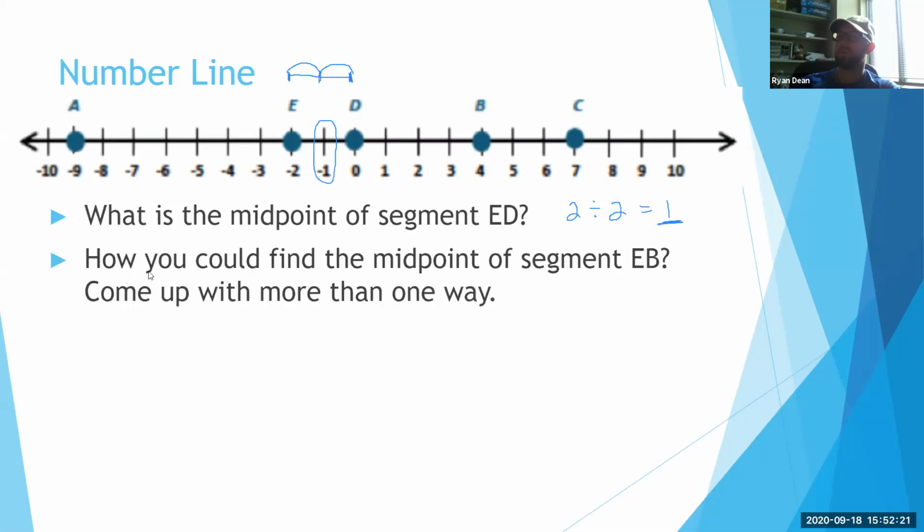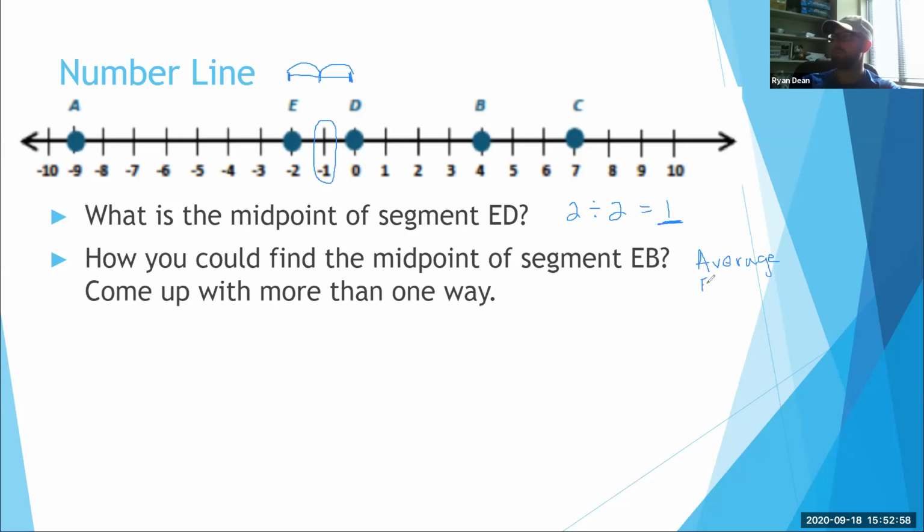Okay, the second question wants us to figure out how we could find the midpoint of segment EB. And instead of doing it the same way here where we counted, they want us to find a different way to do this. So we have a couple formulas that we can use. We haven't talked about them in this class, but what we're going to do is use a version of the average formula.